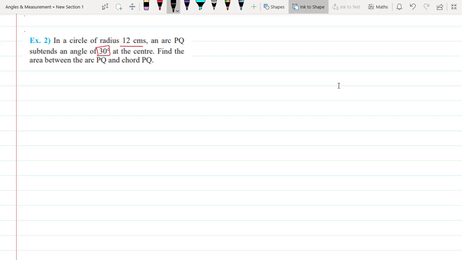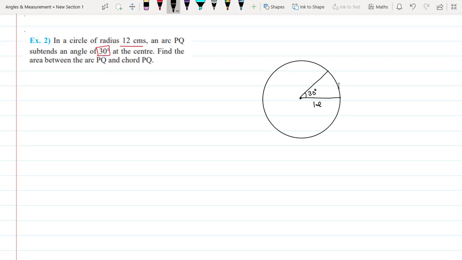See here, suppose I have this circle. This is the center and this is the radius. How much radius they have given? It's 12 centimeter. And arc PQ subtends an angle of 30 degree, this 30 degree is what we get here. They have not mentioned anything about the arc length.